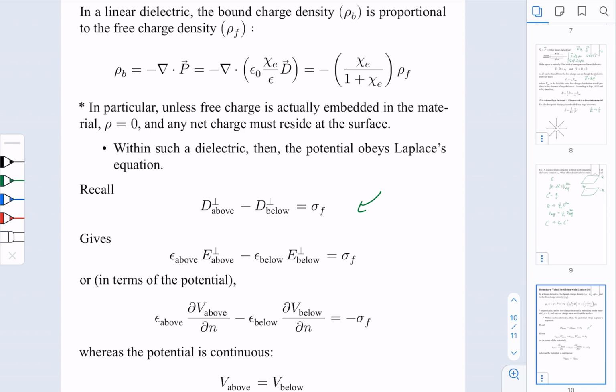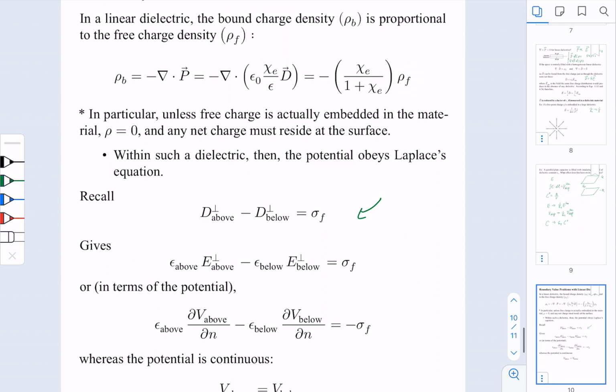there will be a proportionality between the bound electric charge and the free charge. So this means that, say you are given a problem without any free charge, then in this problem there won't be any induced bound charge, because the bound charge is directly proportional to the free charge.